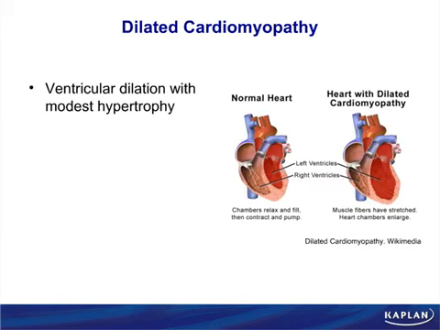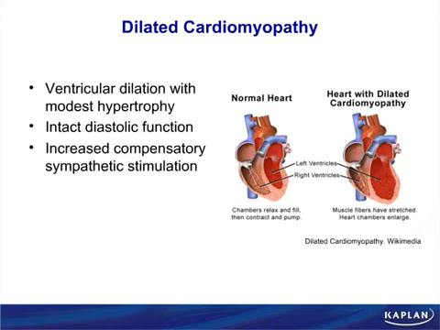All right, here we have a picture, normal heart to the left, and to the right we have what's called a dilated cardiomyopathy. So, bottom line, just as the name says, we have a dilated heart. Notice the ventricular chamber is much bigger, and there's only a modest hypertrophy. Because we have a big chamber size, we can depressurize and refill. Therefore, diastolic function is intact.